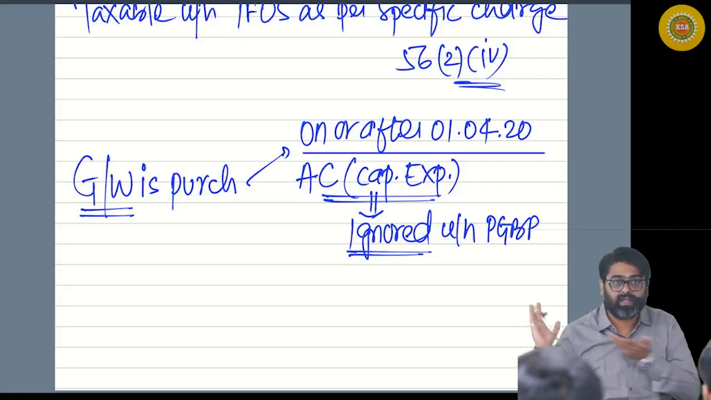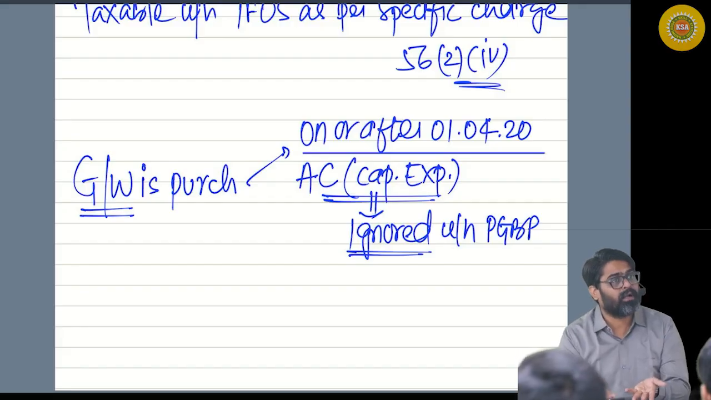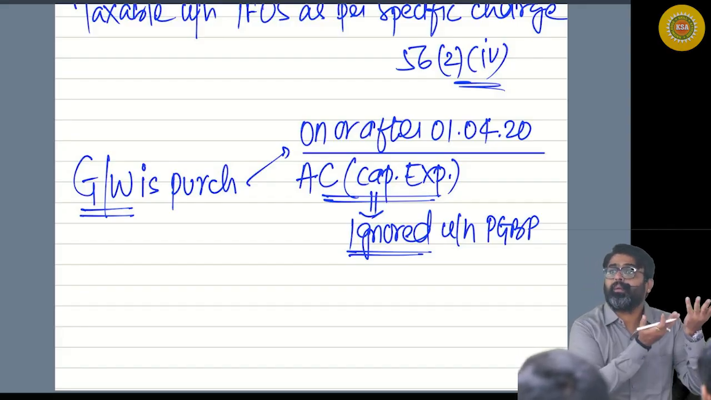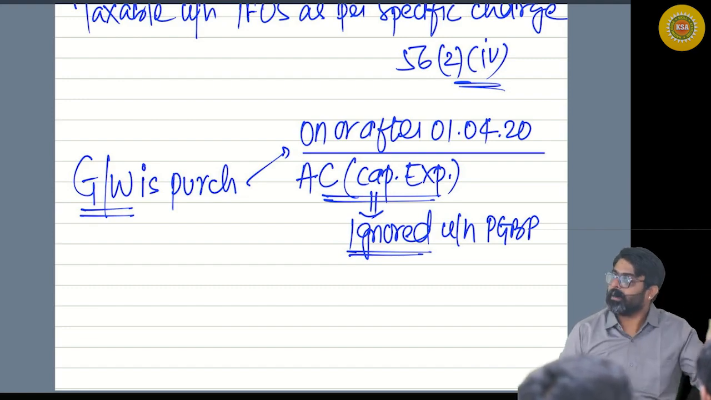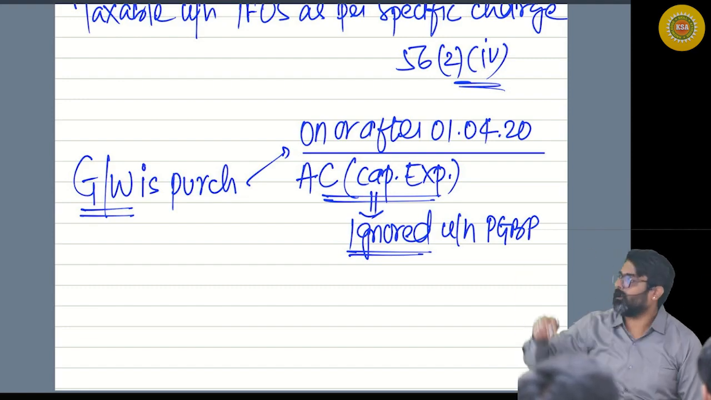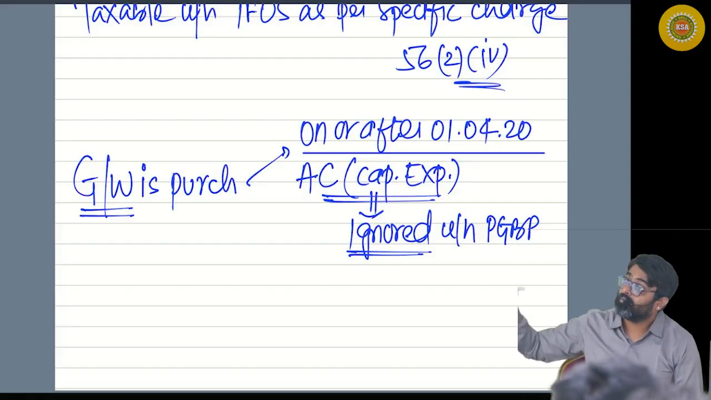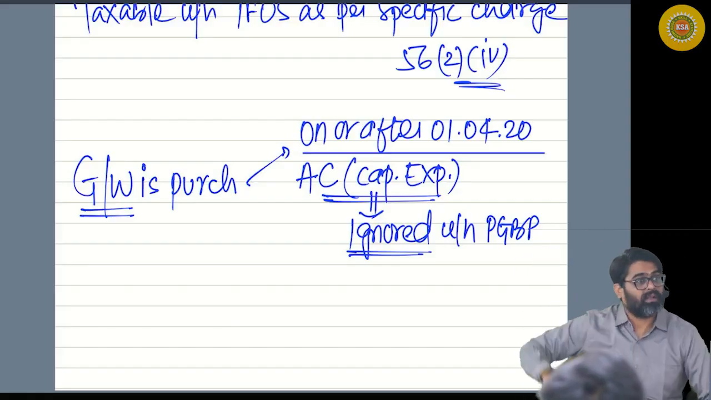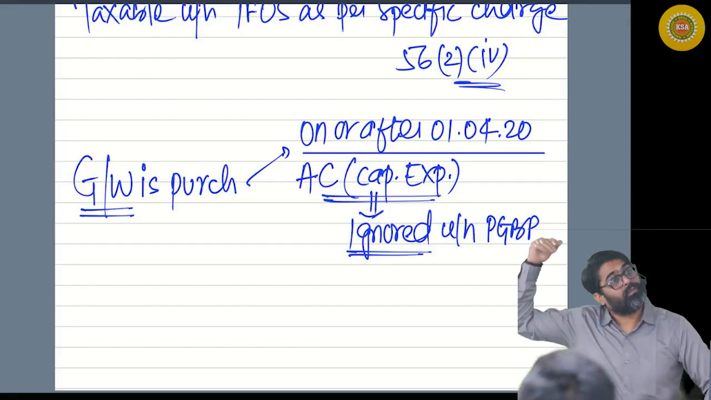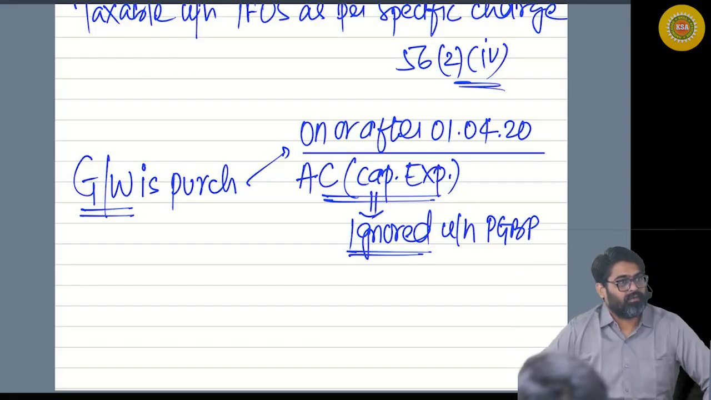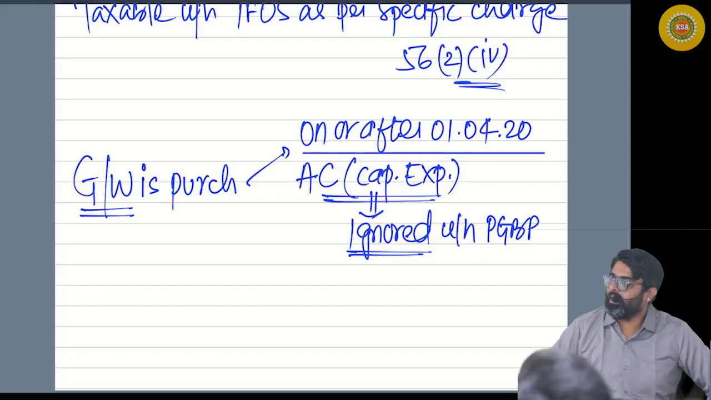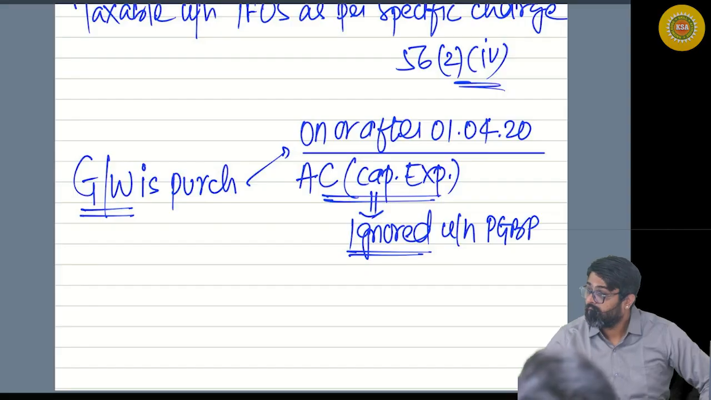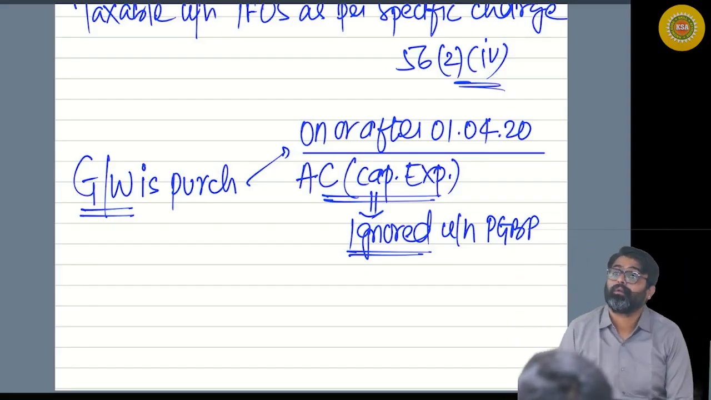No. So their cost cannot be claimed under the head PGBP while calculating business income, not fully and not in the form of depreciation also. So where will the cost go now? This cost will go to the capital gains head. This cost will be allowed as a deduction while calculating the capital gain of goodwill when you actually transfer this goodwill.